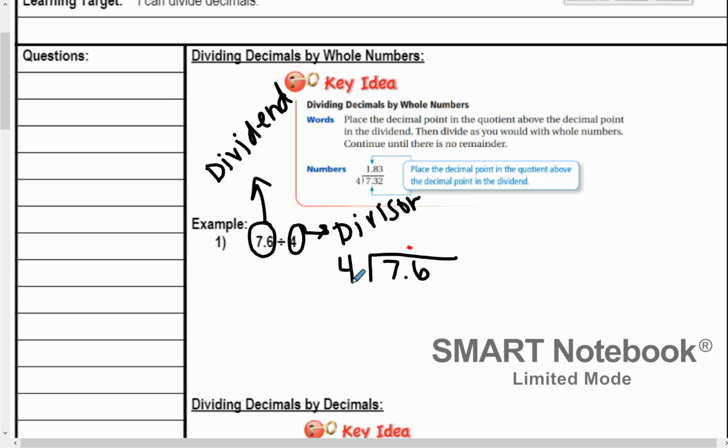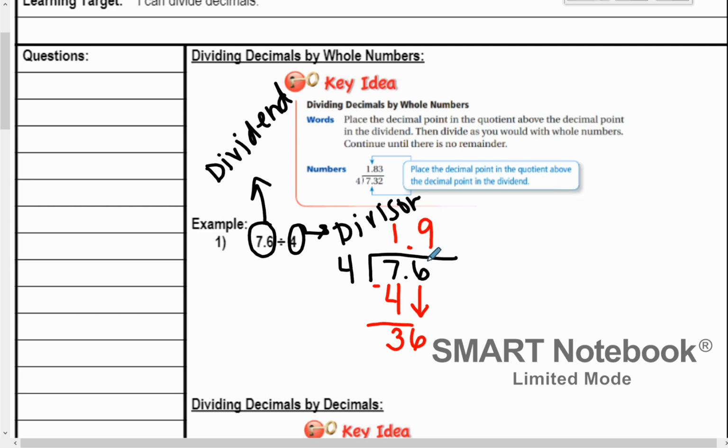So we ask ourselves, how many times does 4 go into 7? It only goes in there once. 1 times 4 is 4. We subtract to see how many we have left over. 3 is smaller than 4, so we know we're doing it right. Then we drop down that 6 to make this a 36. We ask ourselves, how many times can 4 go into 36? Well, that's going to be 9 times.